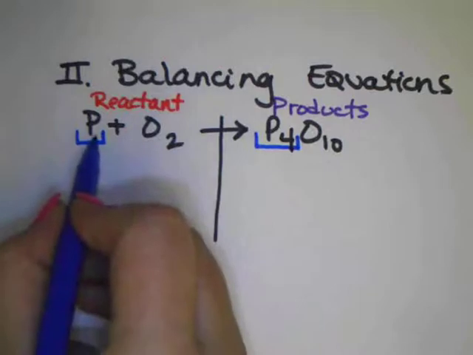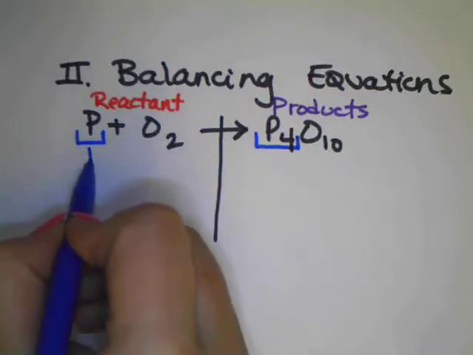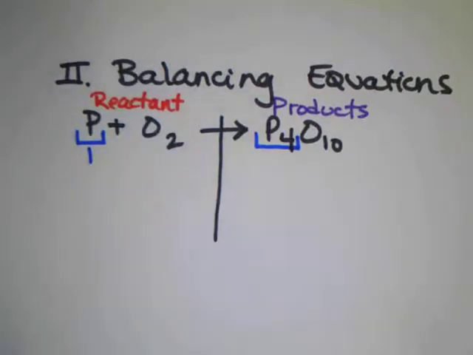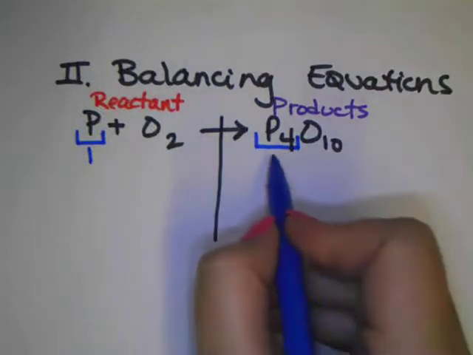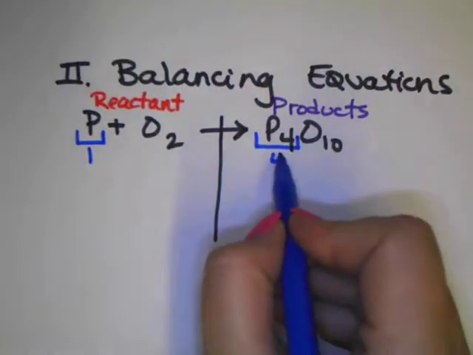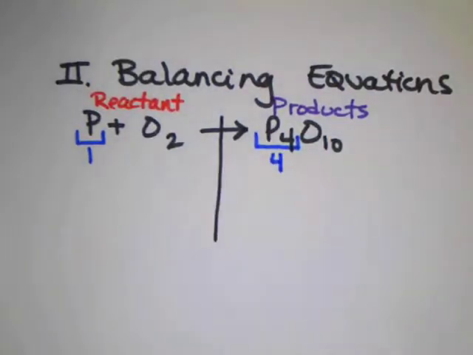I'm going to look at the subscript, and there's not a subscript here, so I'm going to put a 1 underneath. That tells me I have 1 phosphorus on the reactant side. And then on the product side, I've got a subscript of 4, so I'm going to have 4 phosphorus.